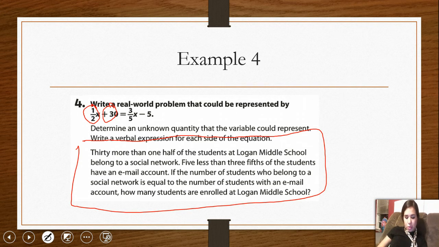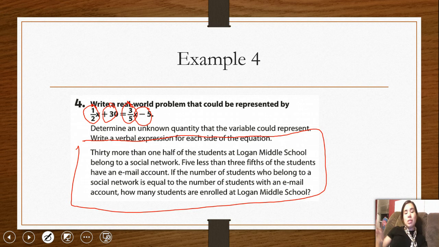Belong to a social network. 5 less than 3/5 of the students, so that's the opposite side. 5 less is subtracting, then 3/5 of the students, so that's 3/5 times x. 5 less than 3/5 of the students have an email. If this number of students who belong to a social network is equal to the number of students with an email, how many students are enrolled?